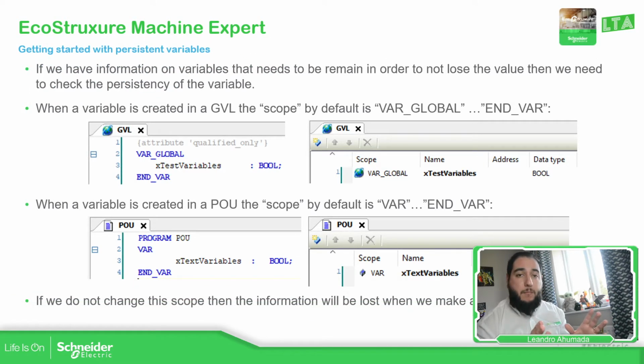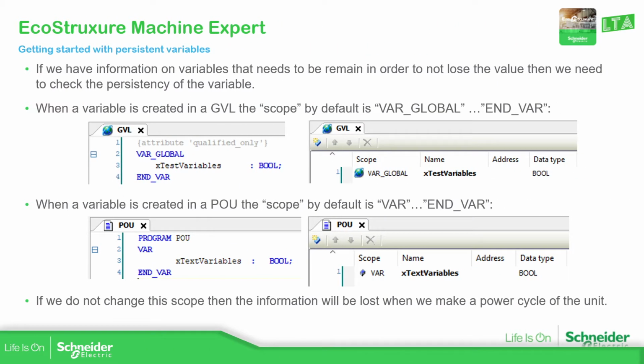Basically, when we have the POUs or the GBLs, the global variable list, if we are in the tabular view, as you can see over here, this one is the tabular view and this one is the textual view. If we go in the textual view, we have a property that is called a scope. This scope property is the one that we need to change in order to retain the value when we power cycle the unit.